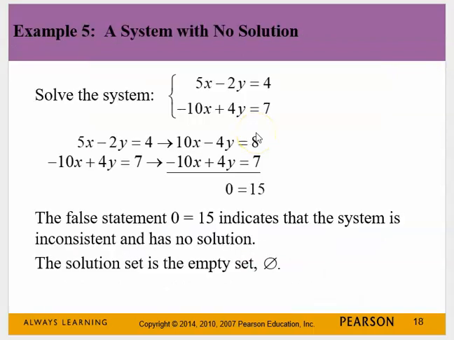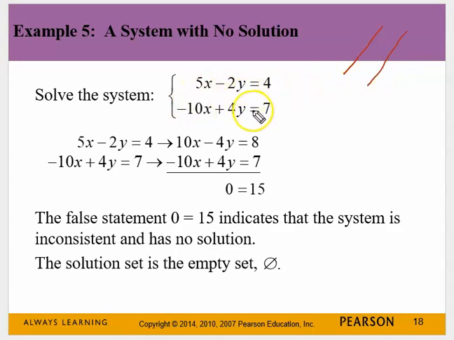Now, in example 5, they're showing us a system of equations with no solution. So in a sense, these would be parallel lines. There would be no intersection. So what does an answer look like to indicate they're parallel lines?